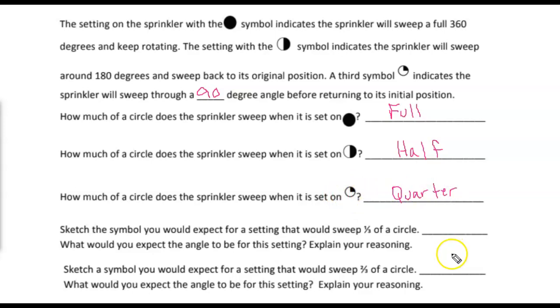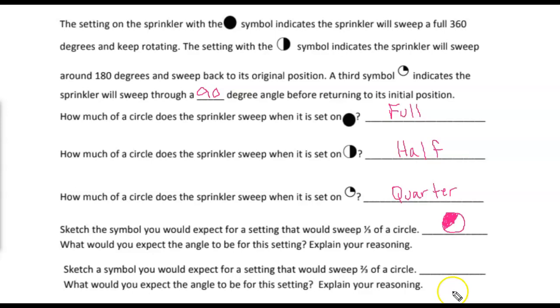So sketch a symbol you would expect for a setting that would sweep 1/3 of a circle. All right, so if we're going to have 1/3 of the circle, we would need about 1/3 of the pie. So something kind of like that. Obviously, I didn't measure that with the protractor, but that looks like about 1/3. It's not half, it's not 1/4, it's somewhere a little bit more than that.